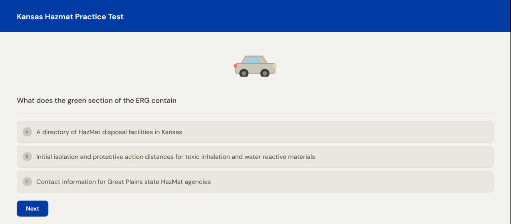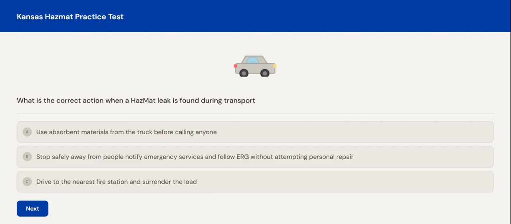Next point. What does the green section of the URG contain? Initial isolation and protective action distances. It defines how far you need to evacuate the area if a toxic or water-reactive chemical is leaking.